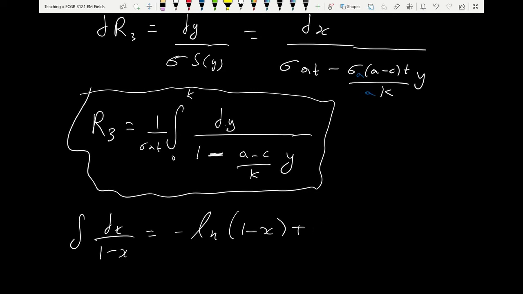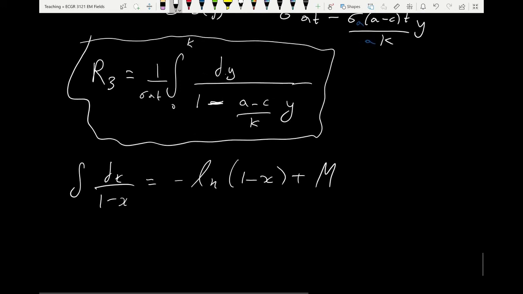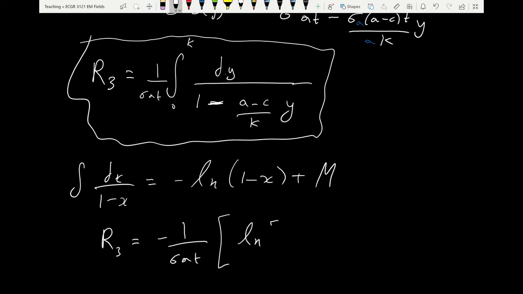We're using c there. Let me say some m constant. Okay, so what happens here is that if you differentiate ln, you get 1 over 1 minus x, right? But then you differentiate what's inside the ln, which is minus 1. That's why you need the extra minus 1 there to take care of that. And m differentiates to 0. Okay, so that means that R3 equals minus 1 over sigma at ln 1 minus a minus c over k y from 0 to k.